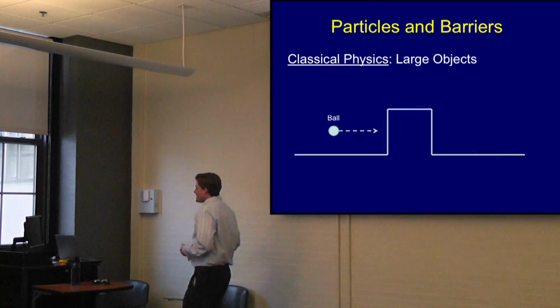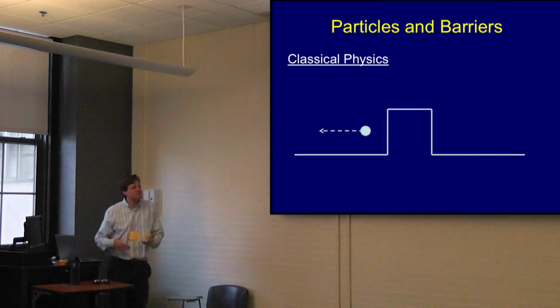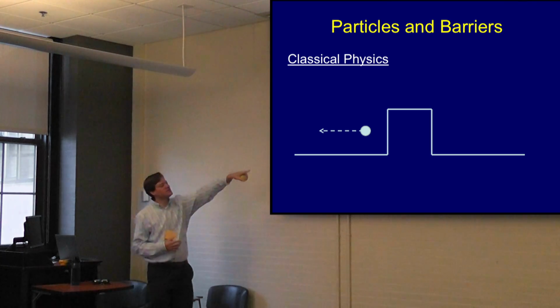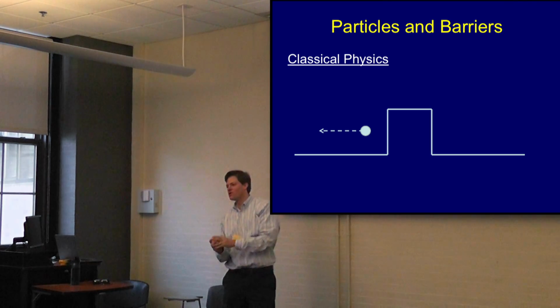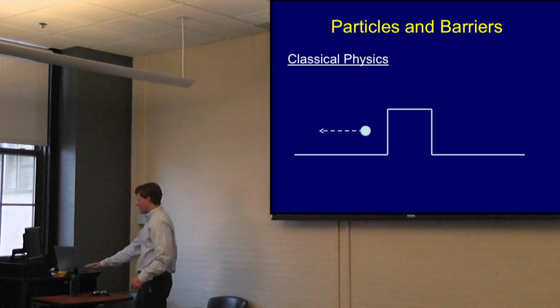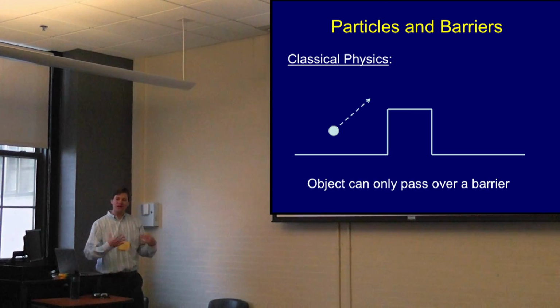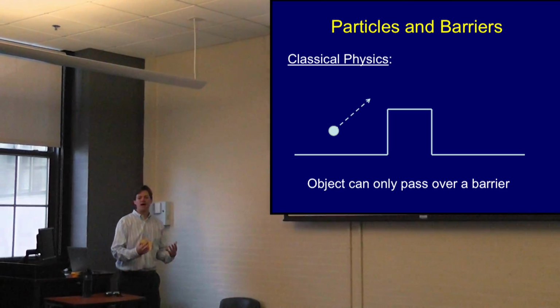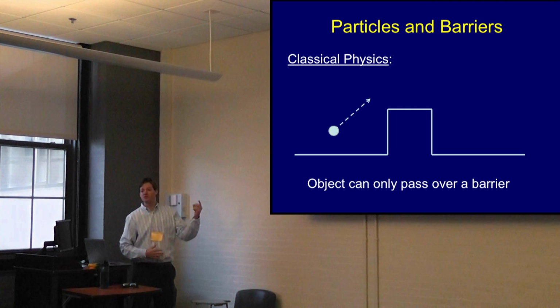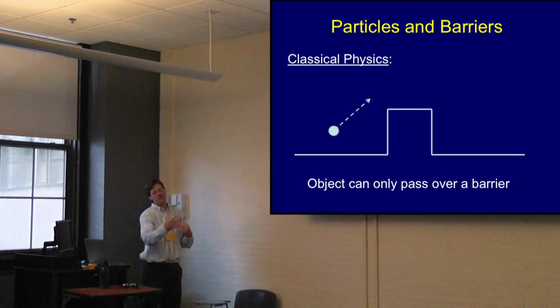Okay, what happens if I want to get it to the other side of the barrier? Okay, I need to throw it over. So I need to throw it a little bit harder, give it a little bit more energy so that I can toss it over the barrier. So in classical physics, the only way for an object to go through what we call a barrier, a wall, is for it to go over it. You have to give it enough energy that it can go over it.